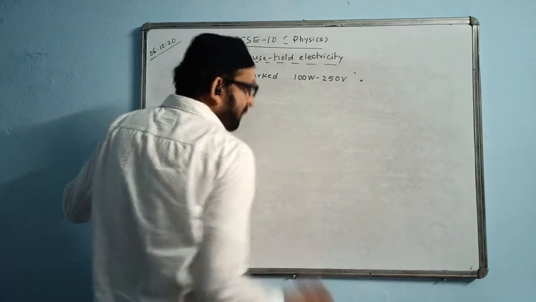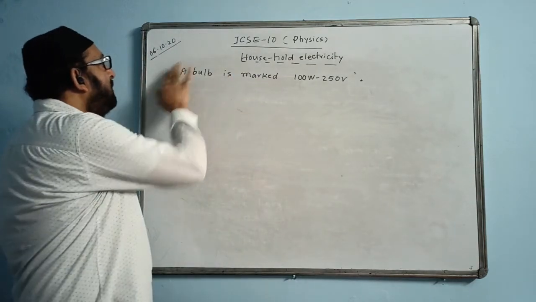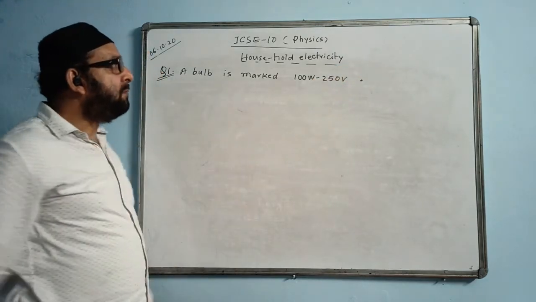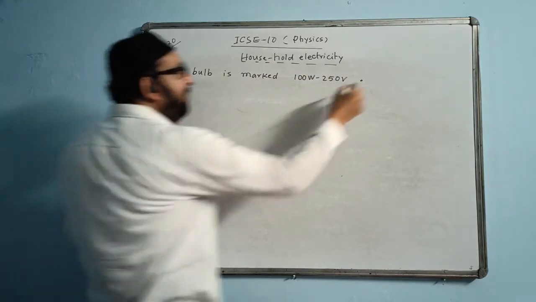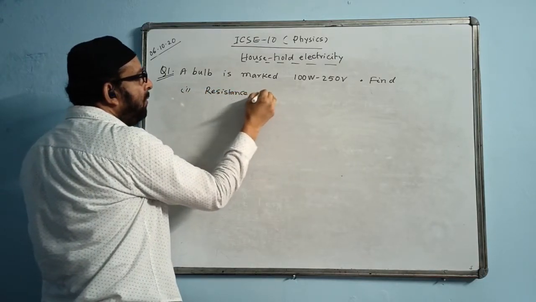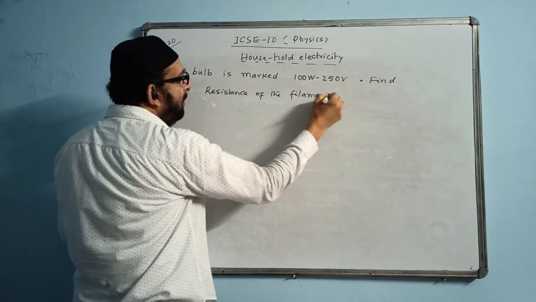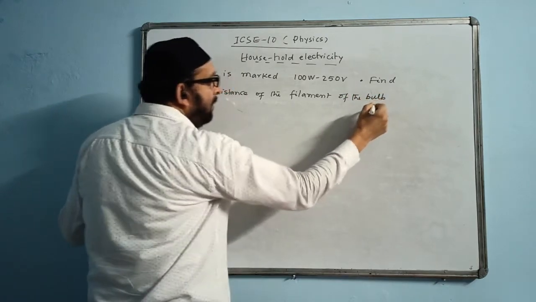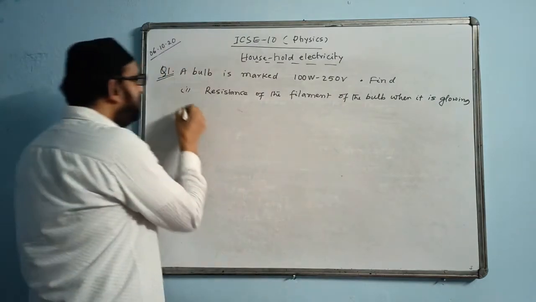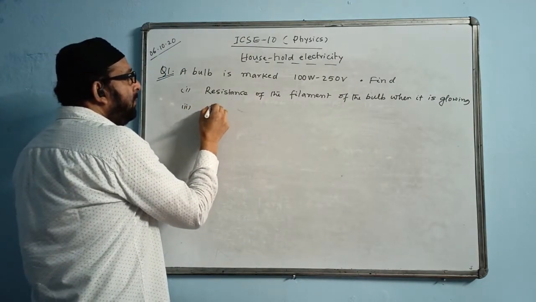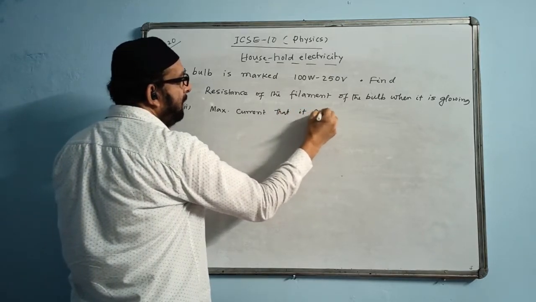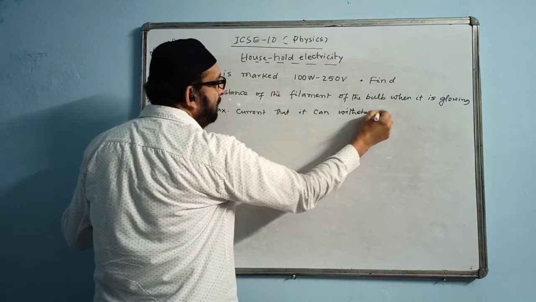This is quite an important part of this chapter, a quite important question. Now the question will be like this. There is a short numerical on this, like question number 1. You can write the question, I have already written here. A bulb is marked 100 watt dash 250 volt. Find number 1, the resistance of the filament of the bulb when it is glowing, and the second part, the maximum current that it can withstand. There are two questions in this.